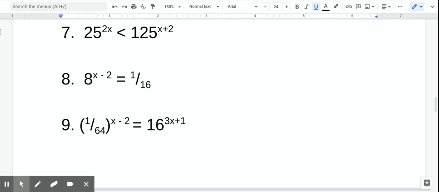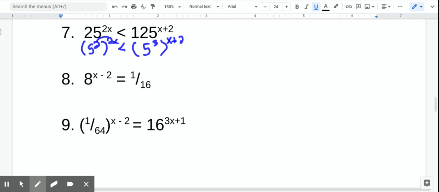Sometimes in order to make the one-to-one property work, you have to change both sides of the equation, which we'll see here in number 7. We have 25 and 125. What I notice when I look at those is they are both powers of 5. So I can change 25, that's the same thing as 5 squared. And then 125, that's the same thing as 5 cubed. Okay, so it's okay if we change both of them.